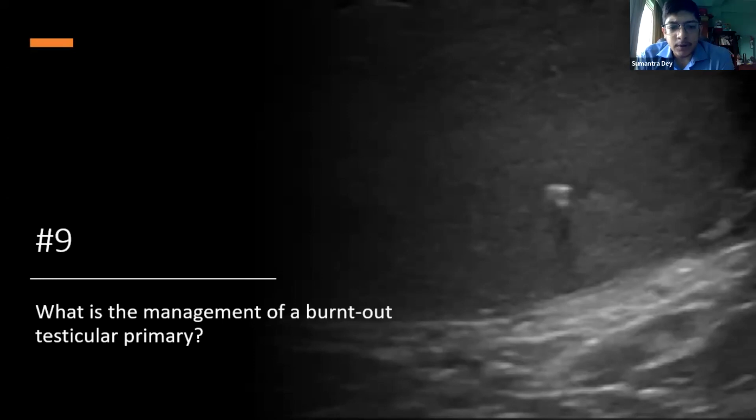Sir, because the burnt out testicular primary might also be a site for further seeding of metastatic cells into the body. So after taking care of the metastatic lesion, it is important to identify the site of burnt out testis and do an orchidectomy of that. Why? You have already given induction chemotherapy and salvage chemotherapy. Then why do you want to still remove it?